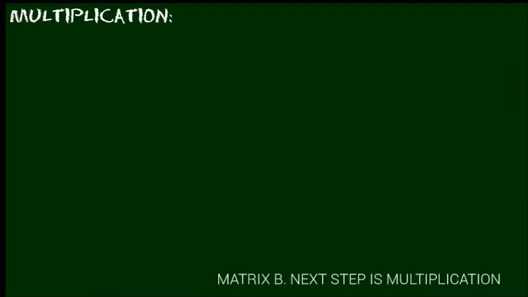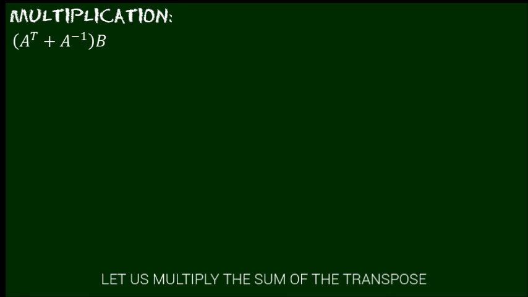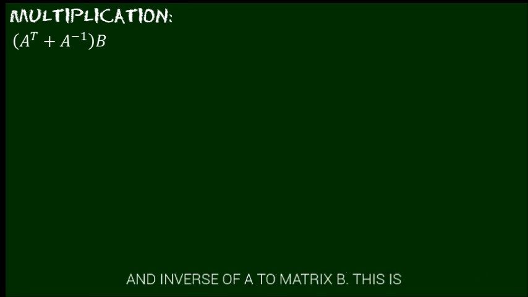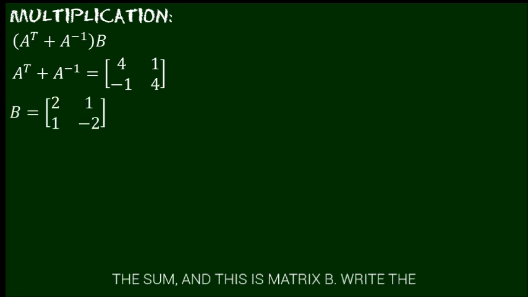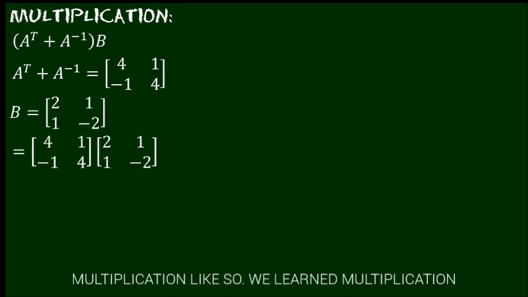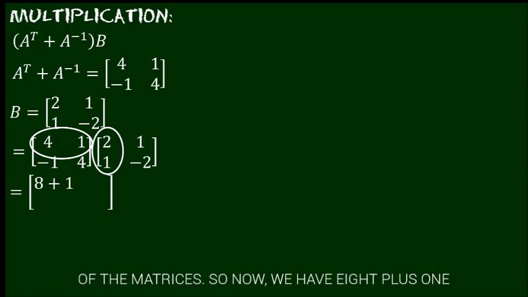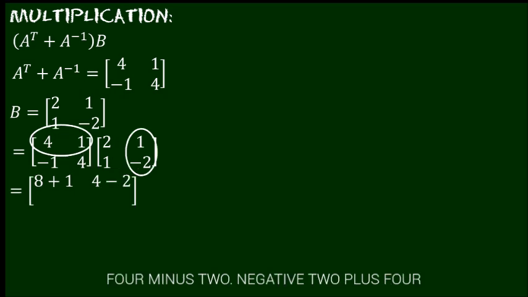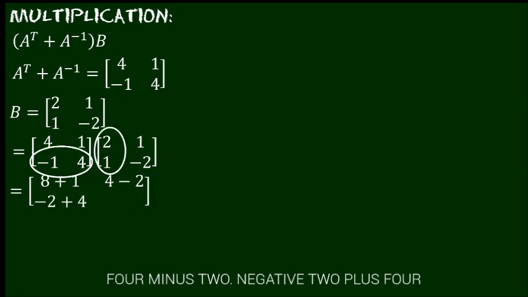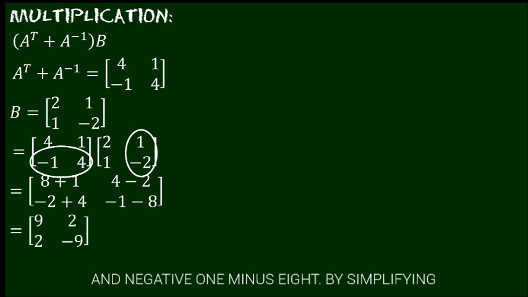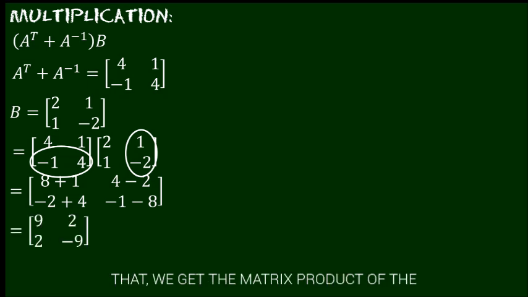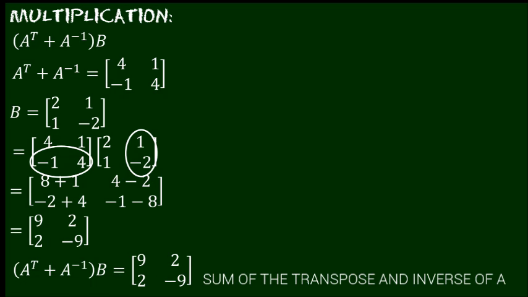Next step is multiplication. Let us multiply the sum of the transpose and inverse of A to matrix B. This is the sum, and this is matrix B. Write the multiplication like so. We learned multiplication of matrices while getting the inverse of the matrices. So now we have 8 plus 1, 4 minus 2, negative 2 plus 4, and negative 1 minus 8. By simplifying that, we get the matrix product of the sum of the transpose and inverse of A and matrix B.